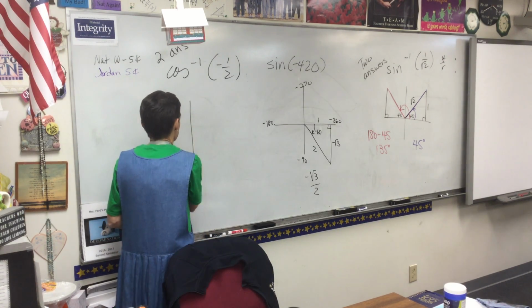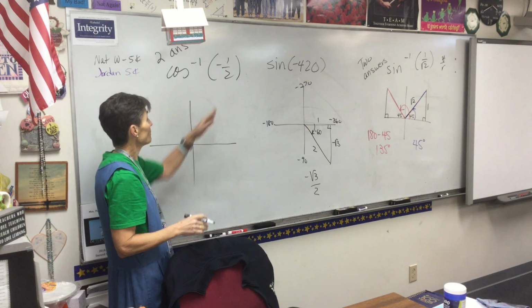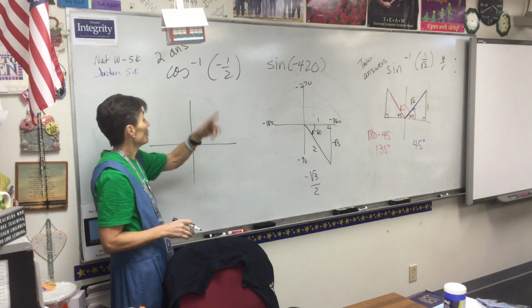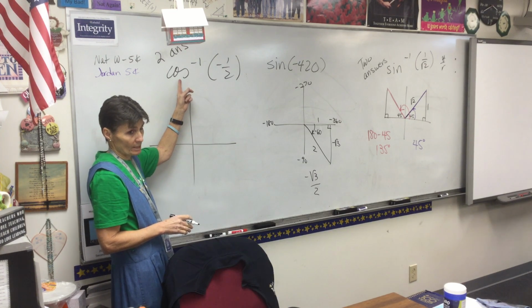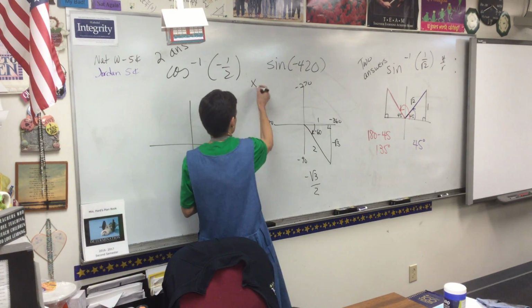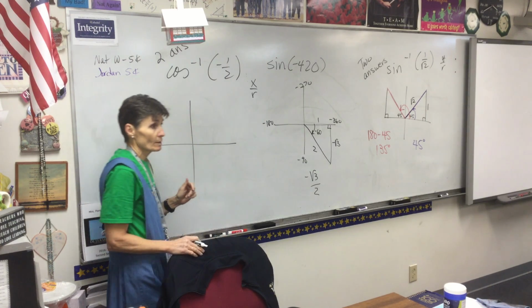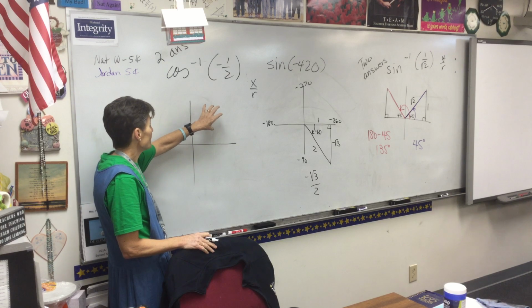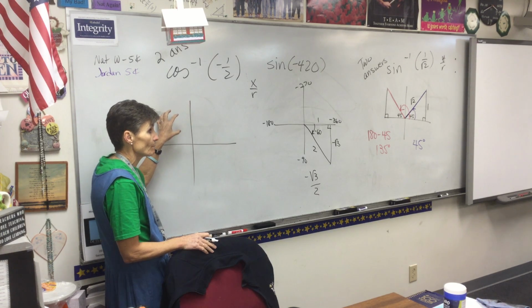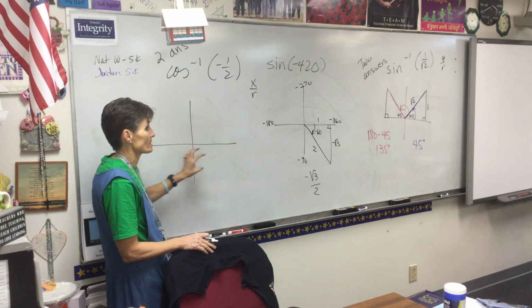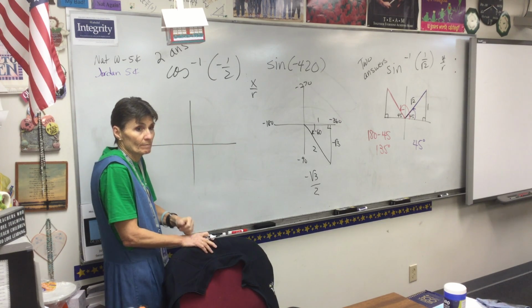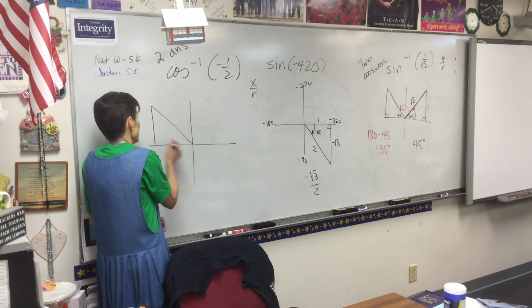So the first thing you noted is, okay, now I'm dealing with a negative. Now the second thing you should note is you're dealing with cosine, which is x over r. So where is x negative? You just start thinking about your quadrants as you're plotting points. Where would the x part be negative? 2 and 3.